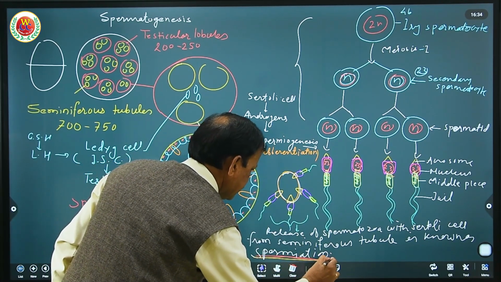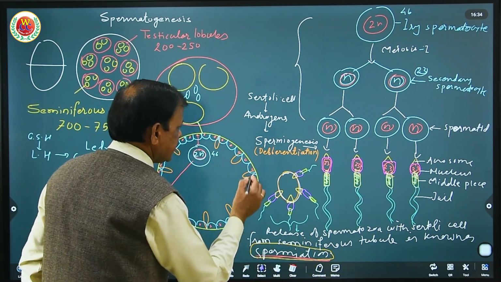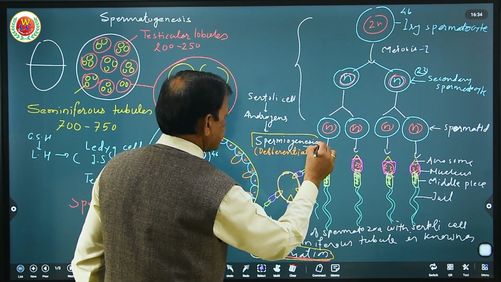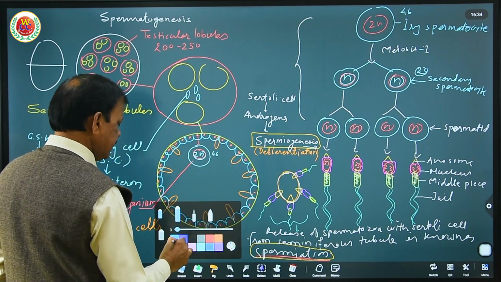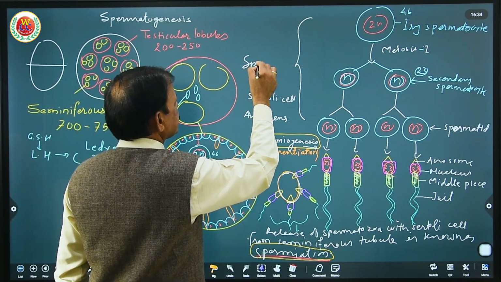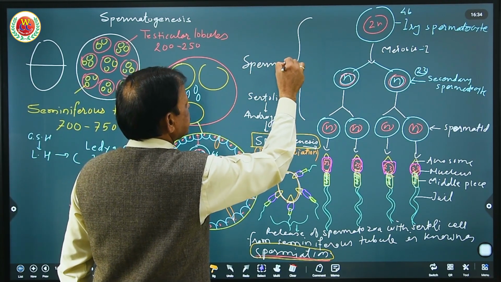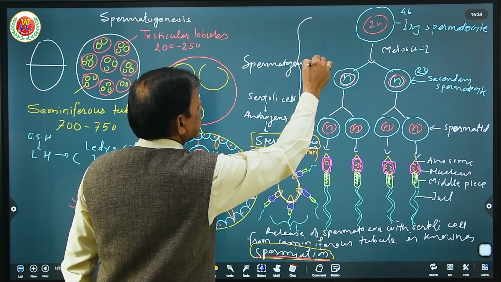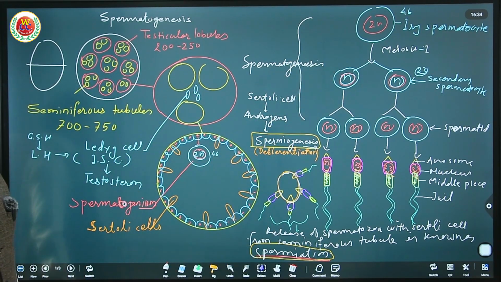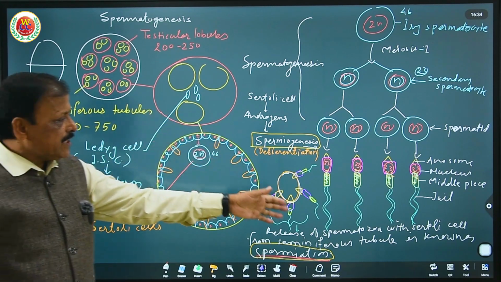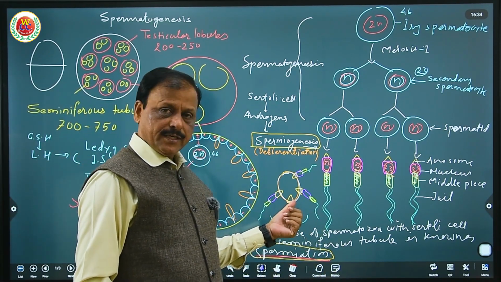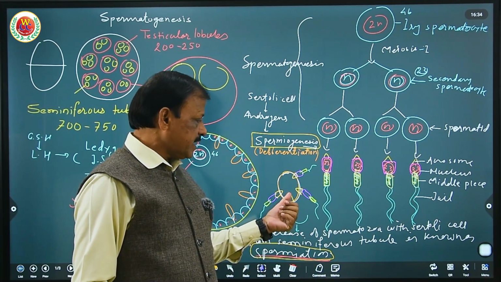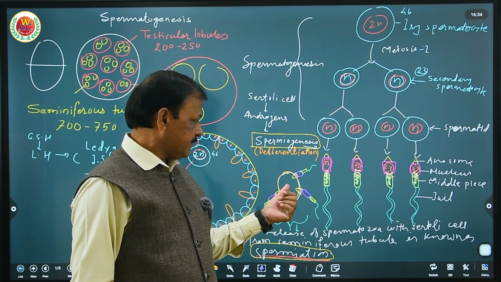So here spermiation is the third stage, spermiogenesis is the second, and spermatogenesis is the entire process of formation of sperm. Now with this diagram it will become very clear. Here these sperms which are produced, when released along with the Sertoli cell, that process is known as spermiation.